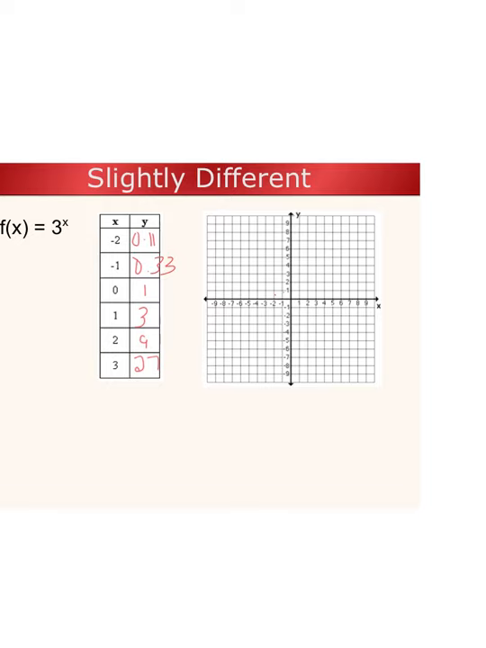So -2 is at 0.11, -1 is at 0.33, 0 is at 1, 1 is at 3, 2 is at 9, and then I can't even graph 27 on here. So this one got so steep so fast.